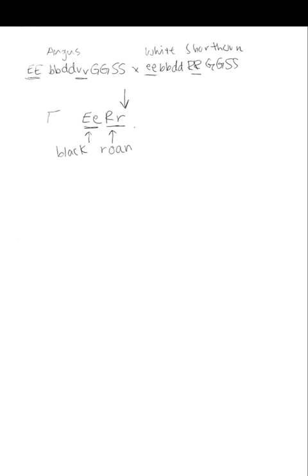So this is our F1. So let's cross an F1 bull with an F1 cow. So we'll cross big E, big R, little r with big E, big R, little r. So we're going to work these similarly to how we did our horse problem. So you can either do a Punnett square in your head to get the proportions or actually write it out. So for this one, I'll go ahead and write it out.